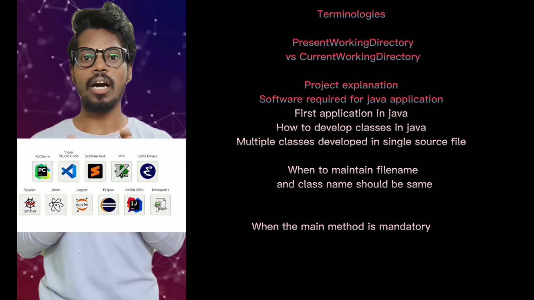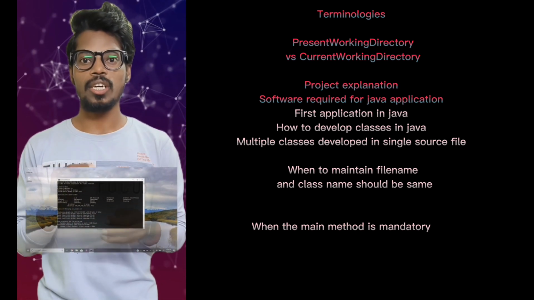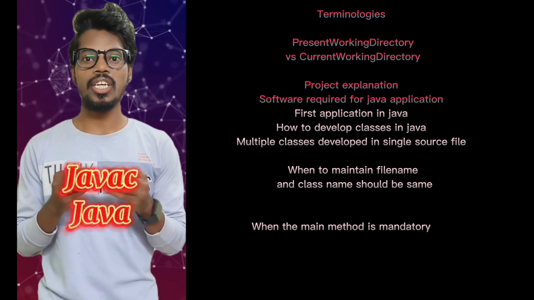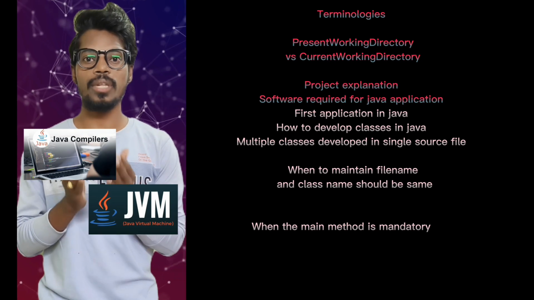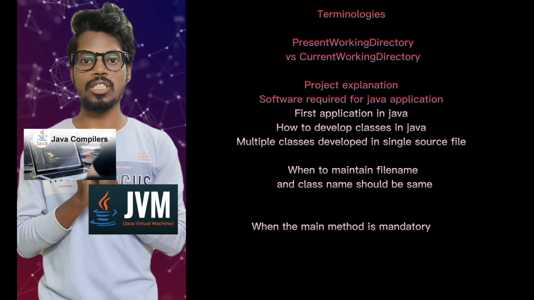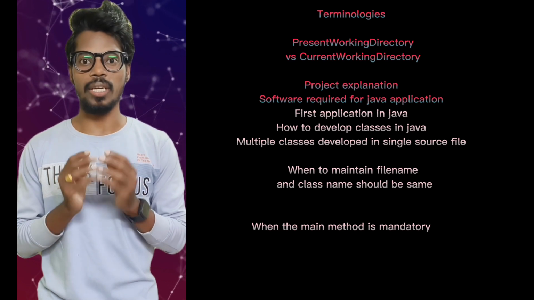After that we have to use the command prompt in order to compile and execute your Java application. What are the Java commands? If you want to work with the compiler and JVM software by using these tools, we have to use them from the command prompt only. So that's why the command prompt is also required. These are the minimum software required to develop your Java application, guys.